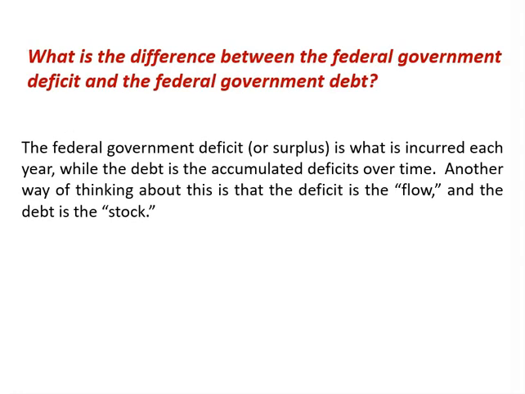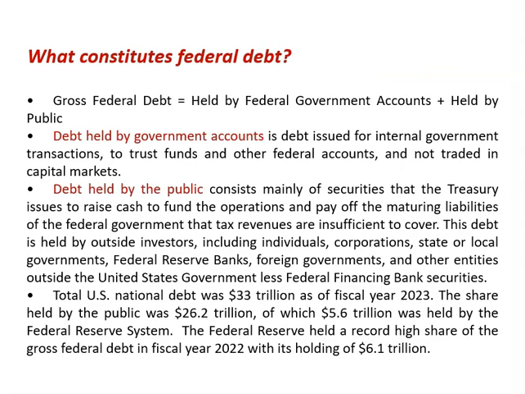What is the difference between the federal government deficit and the federal government debt? The federal government deficit, or surplus, is what is incurred each year, while the debt is the accumulated deficits over time. Another way of thinking about this is that the deficit is the flow, and the debt is the stock. What constitutes federal debt?